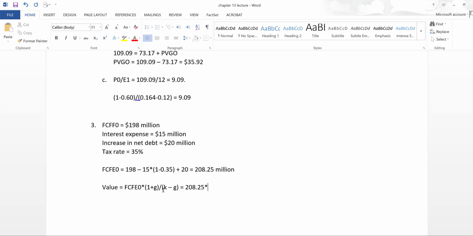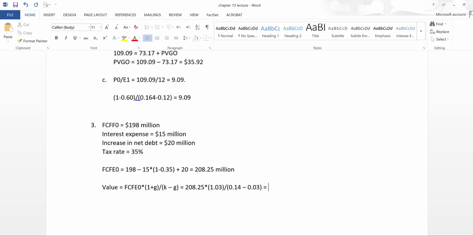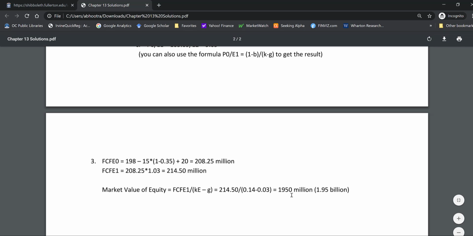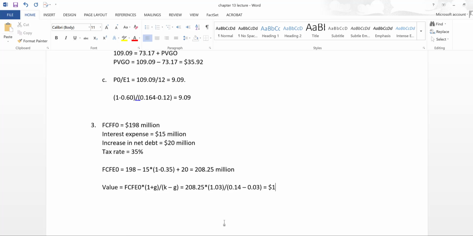208.25 is our FCFE 0, the growth rate is 3%, so 1.03. K is given to us as 14%, which we can also calculate from CAPM, and the growth rate is again 3%. That would be the market value of equity, and that number is $1,950 million, or 1.95 billion. This is the total market value of equity.